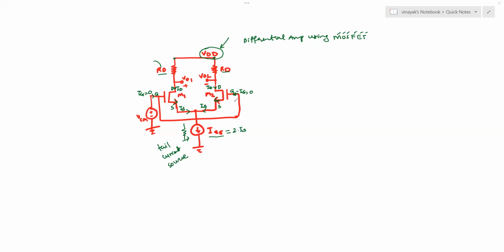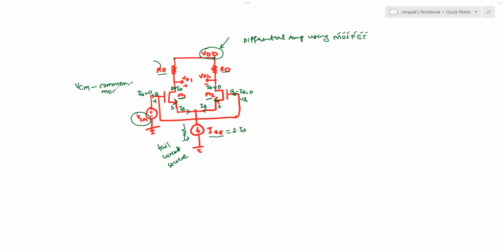Now, there are two inputs. Let us call it input 1, that is applied to the gate of transistor M1, and input 2 that is applied to the gate of transistor M2. For this particular circuit, we have tied both the inputs V1 and V2 together, making it a common mode voltage indicated by VCM. So VCM is your common mode voltage.